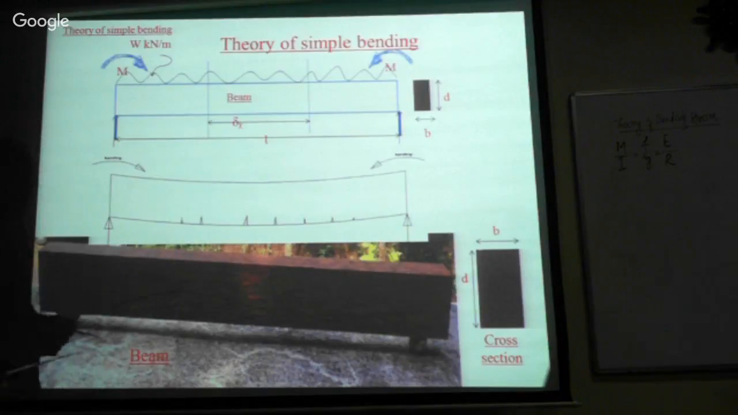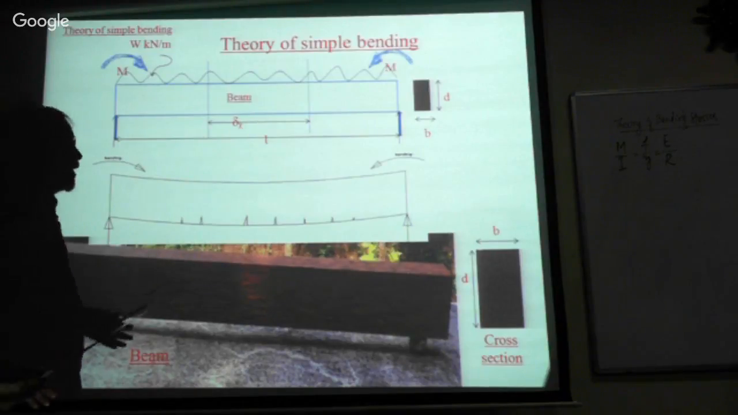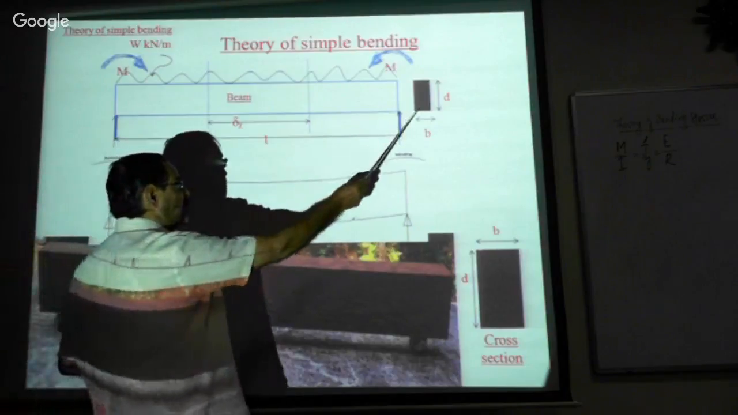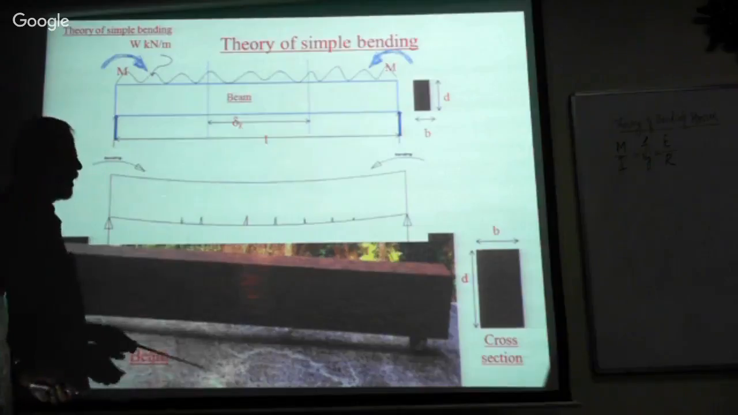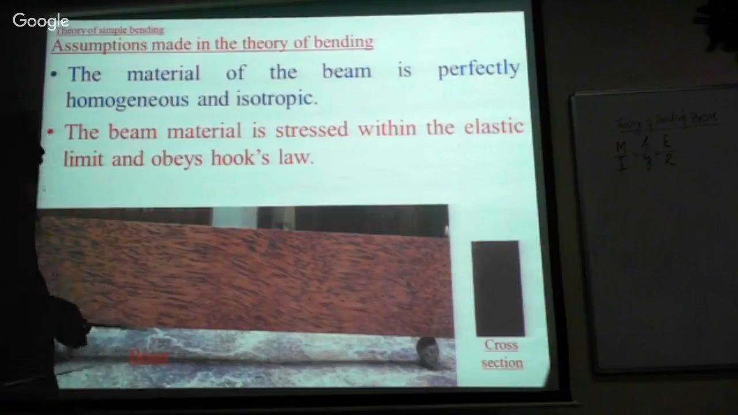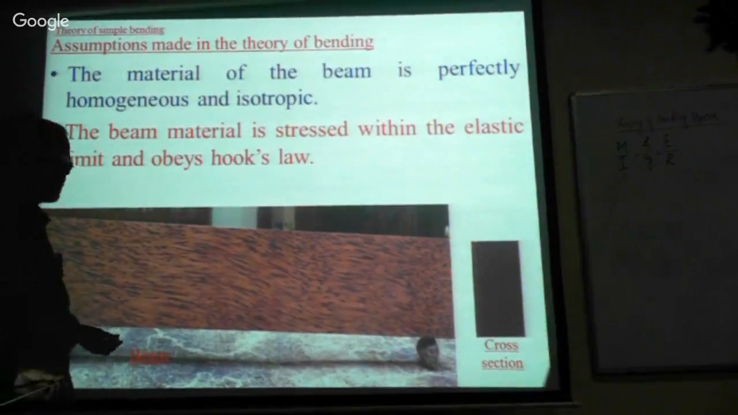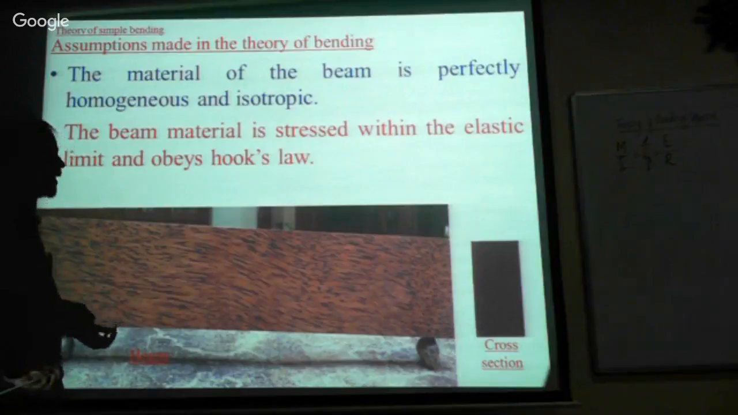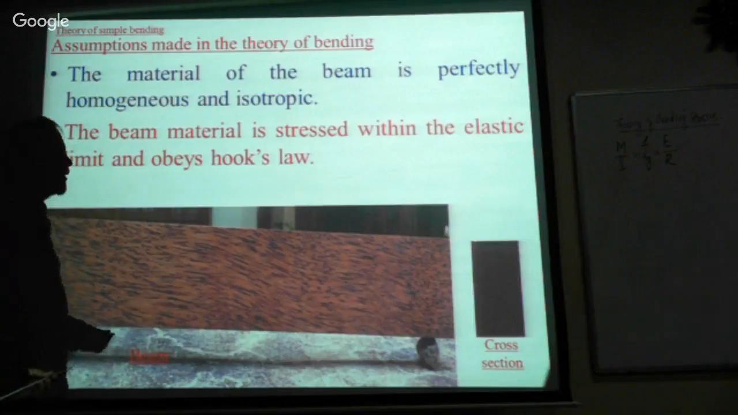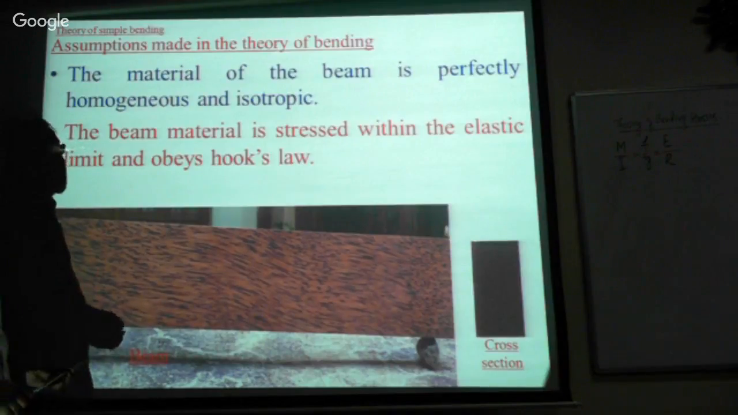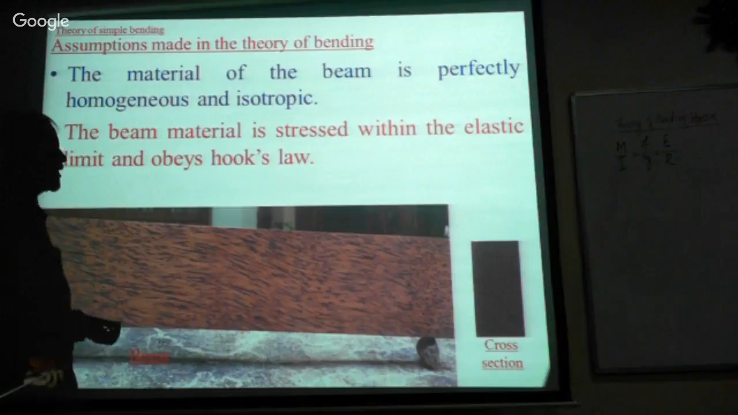This is the beam, and this is the beam cross section. It is loaded with a uniformly distributed load. Now in the theory of simple bending, there are a few assumptions. The material of the beam is perfectly homogeneous and isotropic. The beam material is stressed within the elastic limit and obeys Hooke's law.